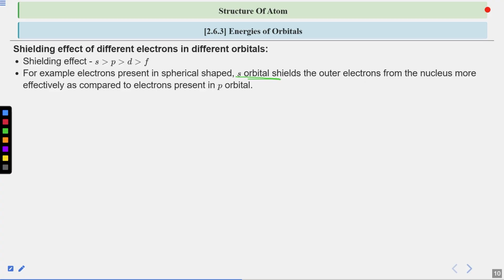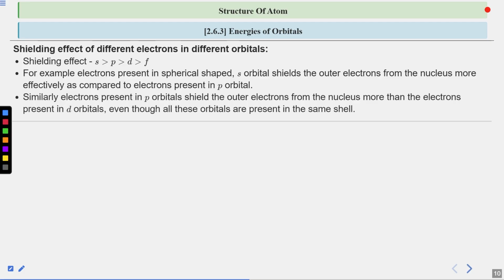Now, as you move to the p orbital, you see that there is a nodal plane in the p orbital. We have seen it in the previous class. Due to this, it is not surrounding the nucleus in a better way like the s orbital was doing. Similarly, the d is weaker in shielding as compared to p, and lastly is your f orbital. So this order is very, very important for you. Since your p orbital is poor in shielding as compared to s, and d is poorer than p, and lastly comes your f orbital.